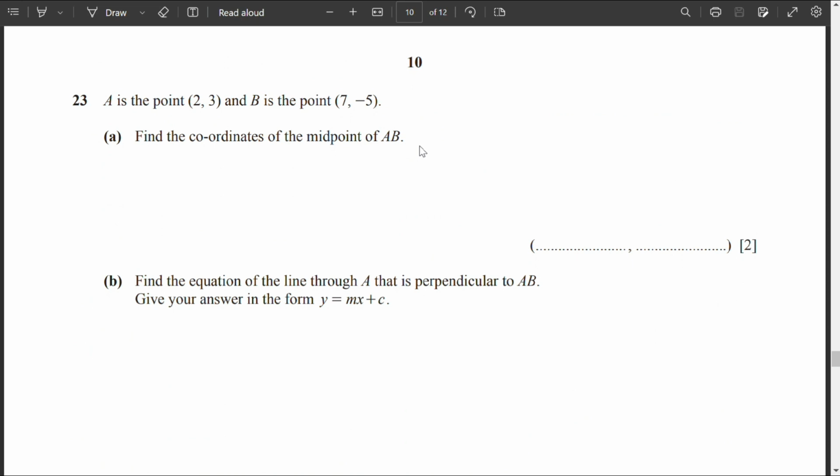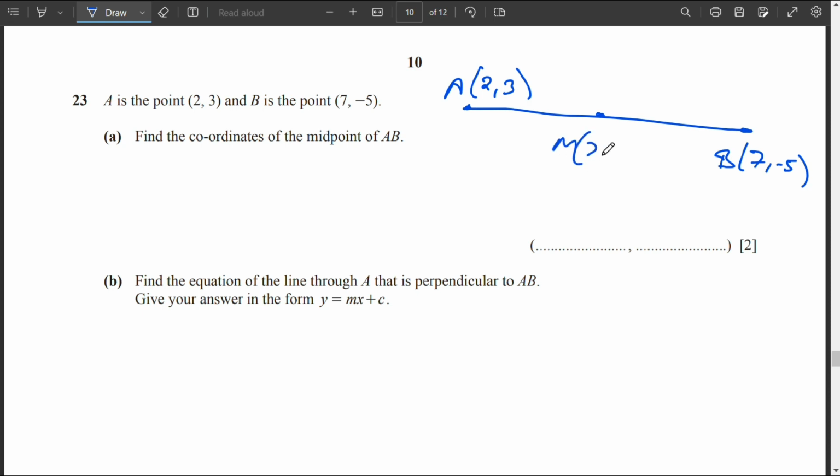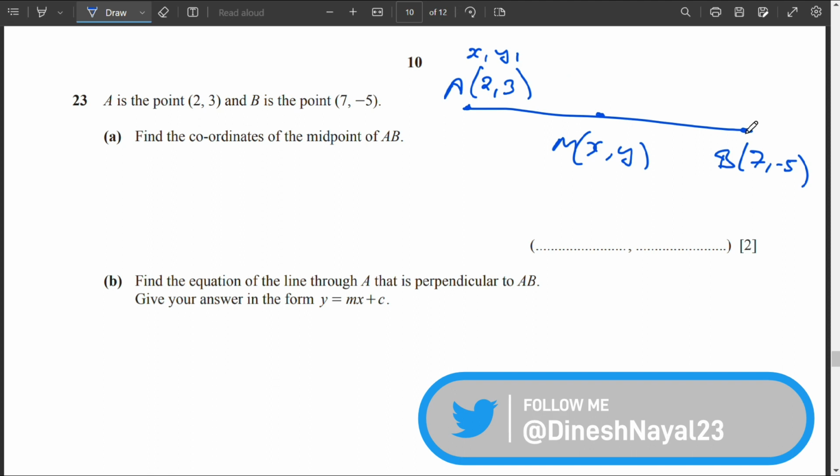Question 23. Now again, A is the point (2, 3) and B is the point (7, -5). Find the coordinates of the midpoint of AB. We know that if you take point A as (2, 3) and point B as (7, -5), and you consider M as the midpoint (x, y), then this is x1, this is y1, this is x2, this is y2.